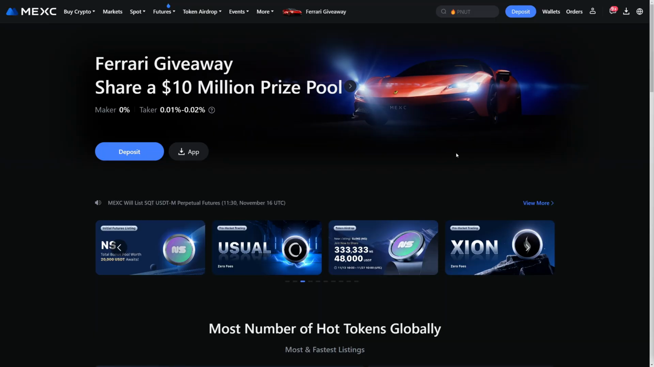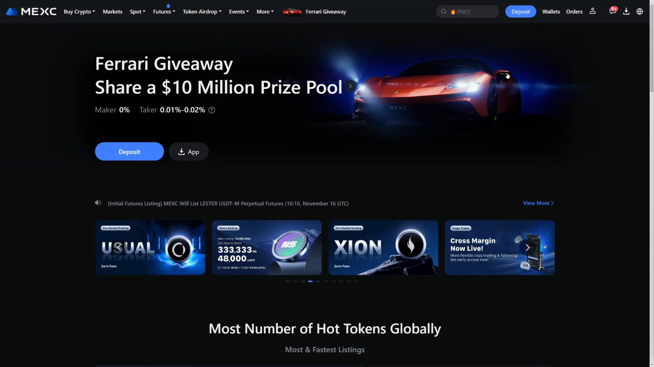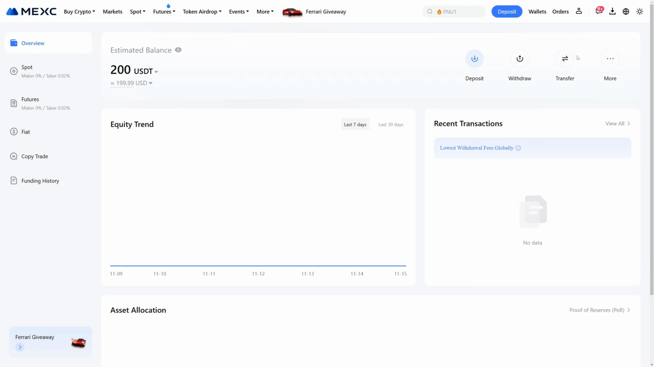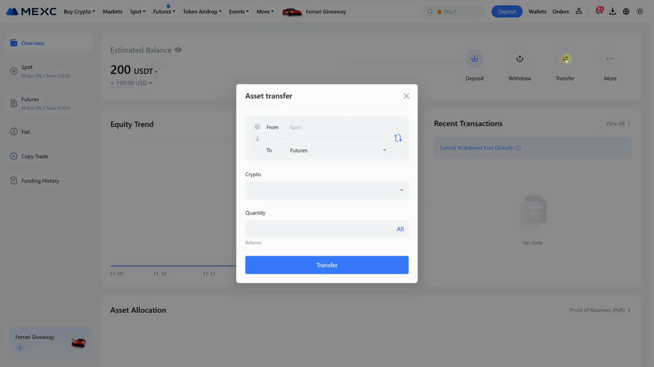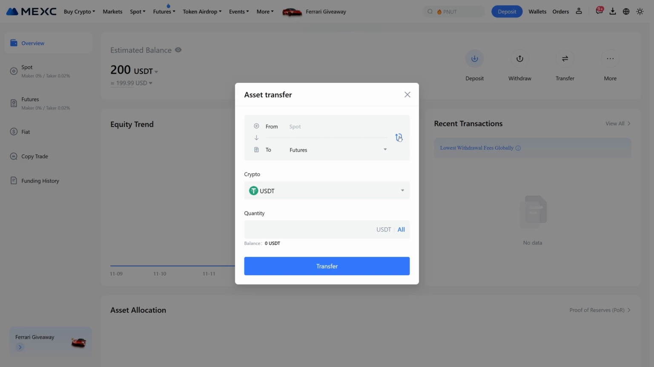Before we can start copy trading on MEXC, we must first send the funds to our spot wallet. So in case you have funds somewhere else, go to your wallet, then click on overview right here, and then click on transfer on the right hand side. And now I will transfer my funds from the futures wallet. So click on this change icon right here. I will now send funds from futures to spot. I will send USDT. Make sure that the crypto is USDT, because that is what we are going to use for copy trading on MEXC.